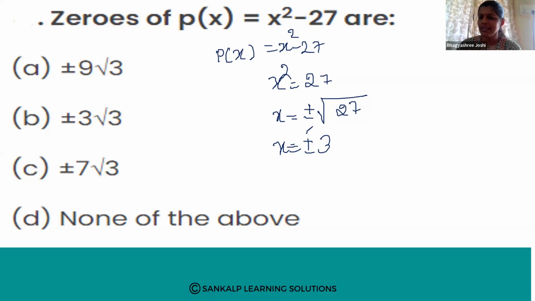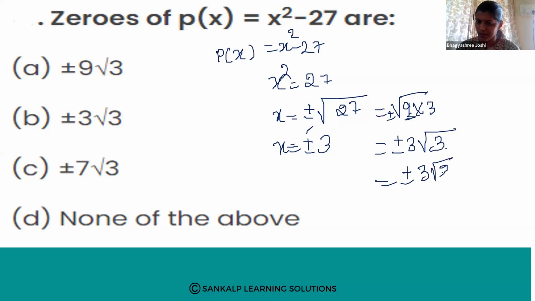27, so the square root is not 3. So 27 is not a perfect square number. So how can we write it? Plus or minus 9 into 3. 9 threes are 27. So 9 is a perfect square number, the square of 3. We are left with 3. So we got plus or minus 3 into root 3. So this is wrong. So option B is right: plus or minus 3 into root 3.